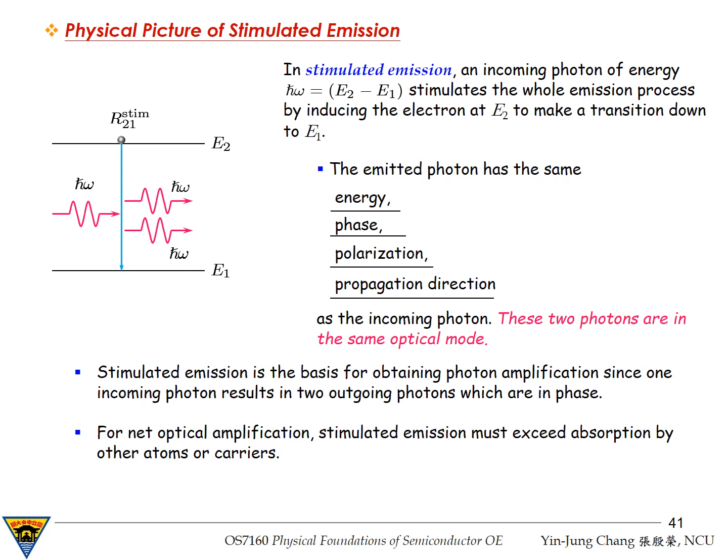However, stimulated emission can dominate only if two conditions are satisfied. First, there must be a significant photon population in the optical mode. Second, the upper level must be sufficiently populated compared with the lower level. We will quantify these two conditions in the following slides.